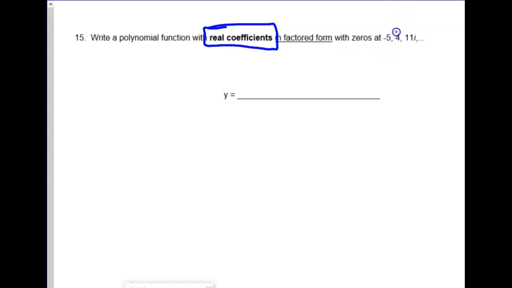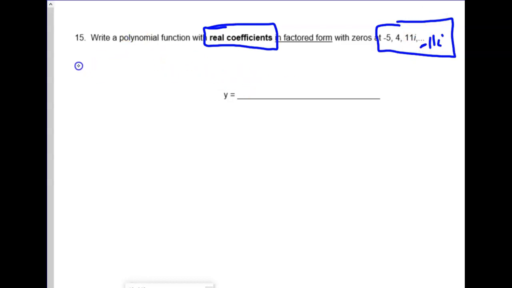And there's another catch to this problem. They told me I have zeros at -5, 4, 11i, and there's a hidden one, because you're supposed to know that there's also one at -11i. This is the conjugate rule. They come in complex conjugate pairs, and it will be an easy monomial like this one is. It's not going to be those horrible binomials that some of us were working with recently, and we're like, I hate those. Me too.